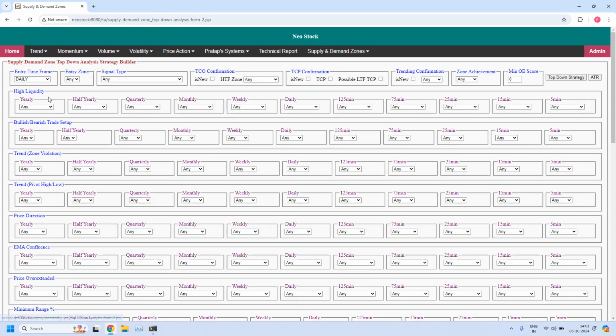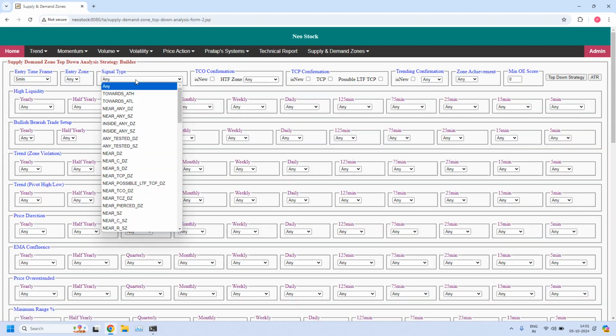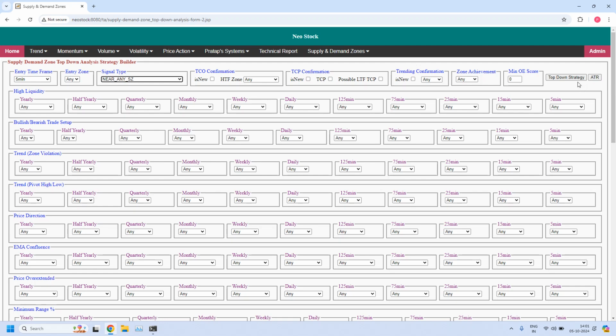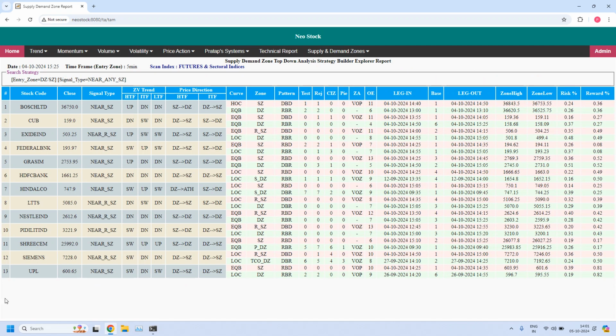Okay, next for 5 minutes time frame, let us find the stocks near 5 minutes supply zone. 13 stocks are filtered.